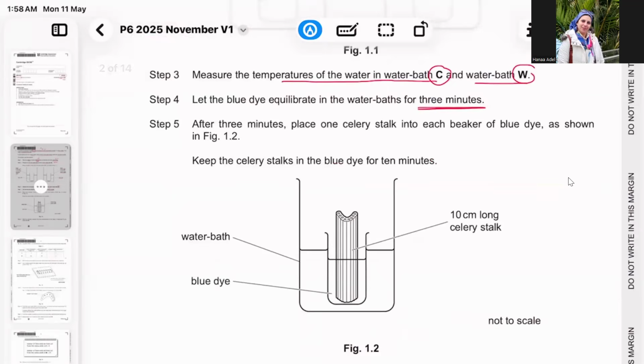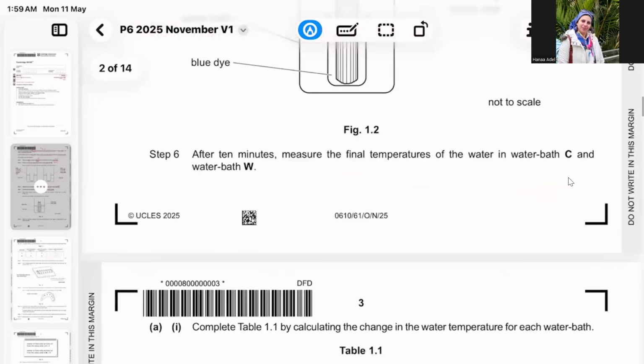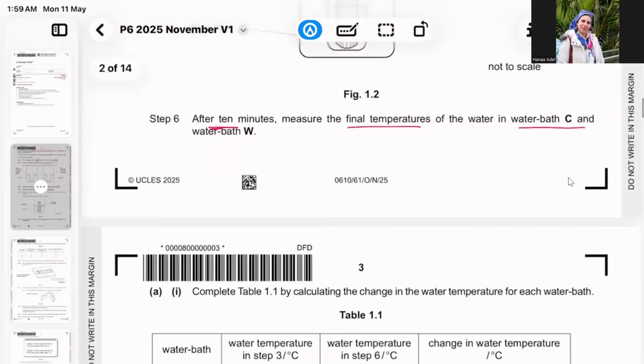After 3 minutes, place 1 celery stalk into each beaker of blue dye as shown in the figure. So we have here the celery stalk, 10 centimeters long, placed in the water bath, whether the ice one or the warm one, with blue dye inside the beaker. After 10 minutes, measure the final temperature of the water in water bath C.